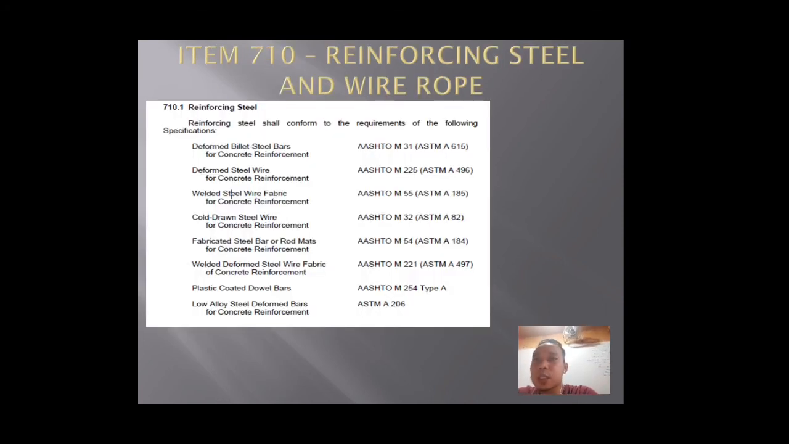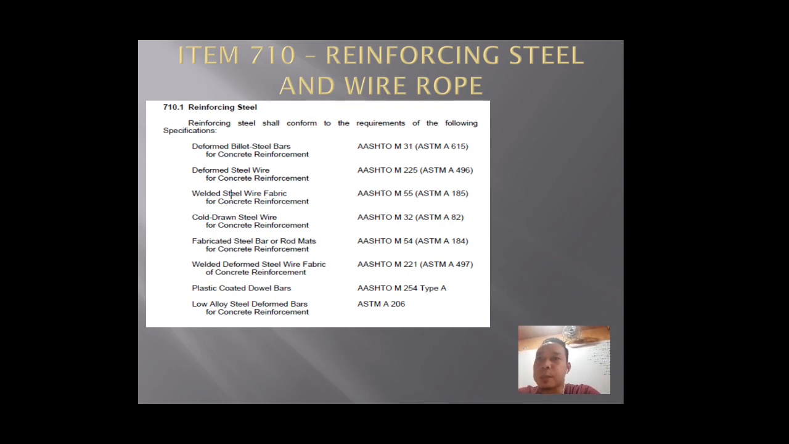So the next is item 710. So this is the last part of my topic. So reinforcing steel and wire rope. So sub-item 710.1 about the reinforcement steel. So reinforcement steel shall conform to the requirements of the following specifications.